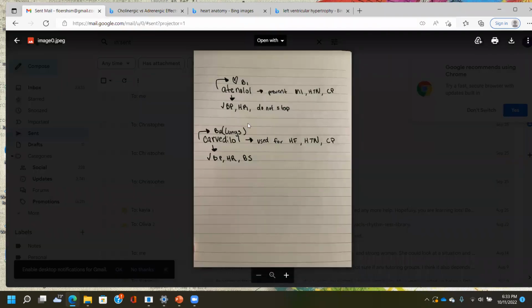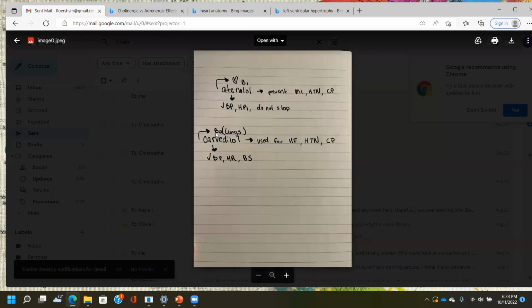The other thing I wanted to show you is how I personally study my beta blockers, and you don't have to study it this way if you don't want to. So for example, I put on here atenolol. I'll put a little heart next to it and write beta 1 because I know that it's safe for my asthma patients. I write a very brief explanation of what it is. It's to prevent MI, hypertension, chest pain. And then things I'm going to check are things like blood pressure, heart rate, and I do not stop it.